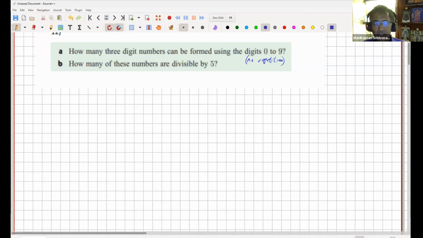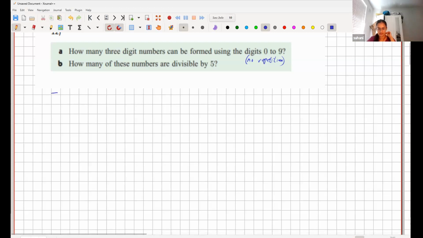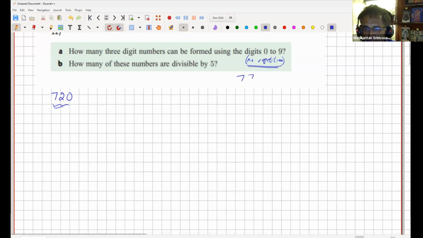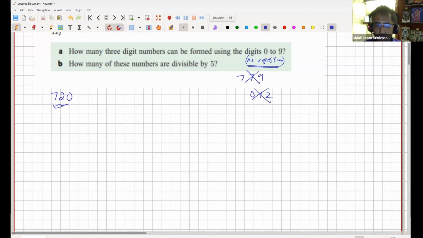Okay, with no repetition, Suhani, how many 3-digit numbers? So I did it and I got 720, but I'm not sure because 000 wouldn't count as a number. So I'm not sure how to eliminate the zeros at the start. Okay, it's good that you're recognizing it, but you don't know how to deal with it. Okay, 720. We are discussing without repetition, which means 779 is not a valid number, nor is 012 because it cannot start with 0. It's not a 3-digit number technically.